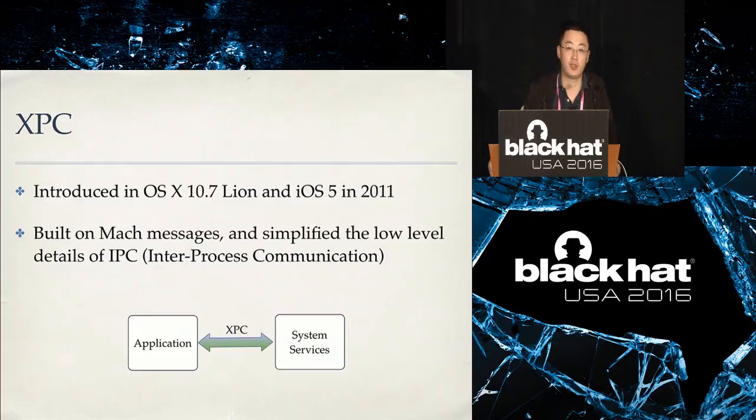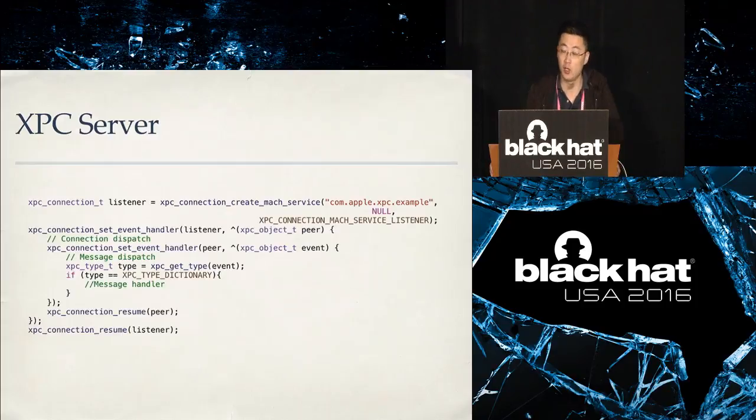Basically, the application can talk with some system services through the XPC channel. And this piece of code demonstrates how we write a server on iOS. The first API is used to tell the system, hey, I'm running this server, and this is the name. After that, you set up some event handler and message handler. Then you are ready to receive messages.